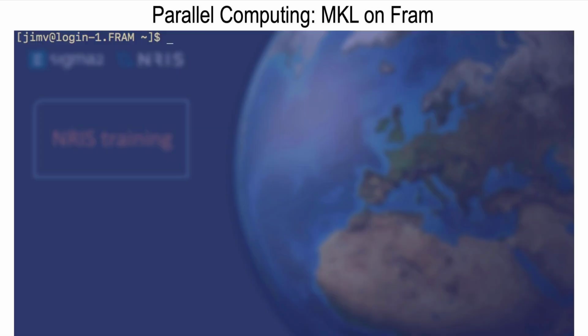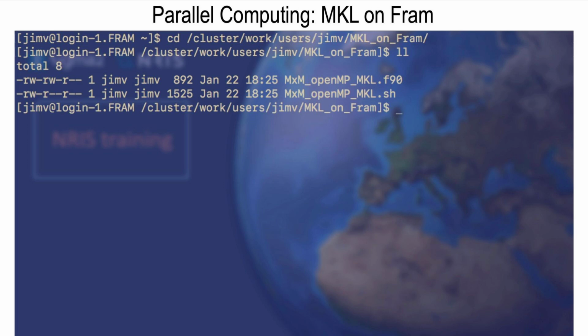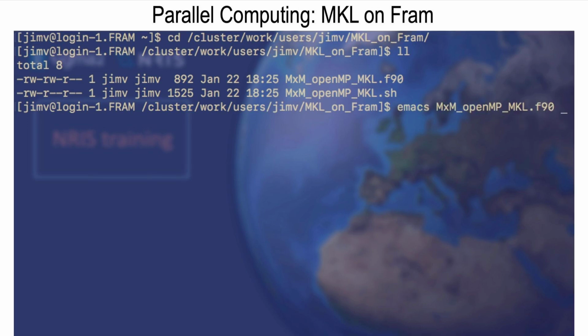Once I signed into Fram, I observed that I was directed to the Login 1 node. Let's use the cd command to move to the MKL on Fram directory that I have created within my work folder. We can list the contents of this directory by executing the ll command. Let's take a look at a Fortran program that employs one Math Kernel Library routine for performing matrix multiplication.